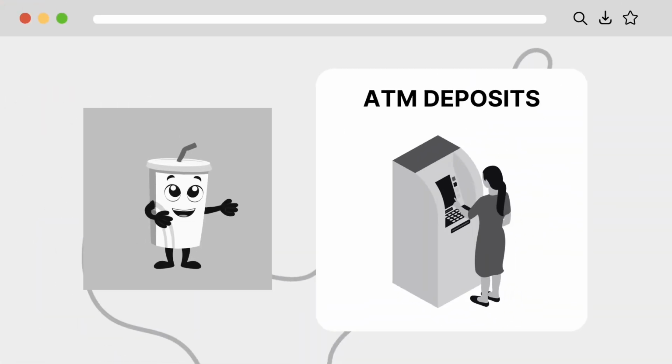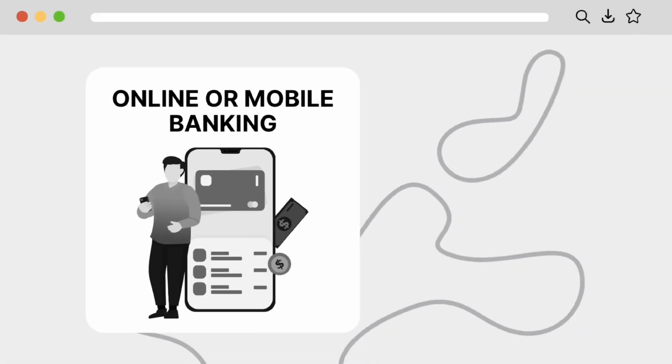And then we have the ATM deposits. Many ATMs now allow you to deposit cash and checks 24/7. You don't have to wait for business hours and you'll get immediate confirmation of your deposit. One of the banks that offers this is BPI. You can immediately go to this machine and deposit your cash or checks.